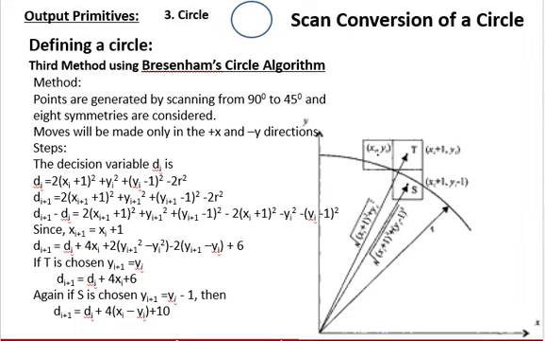Here we can see that first you need to identify the value of d. If y(i+1) equals y(i), then d(i+1) is d(i) plus 4x plus 6. If y(i+1) is equal to y(i) minus 1, d(i+1) equals d(i) plus 4 into (x(i) minus y(i)) plus 10.